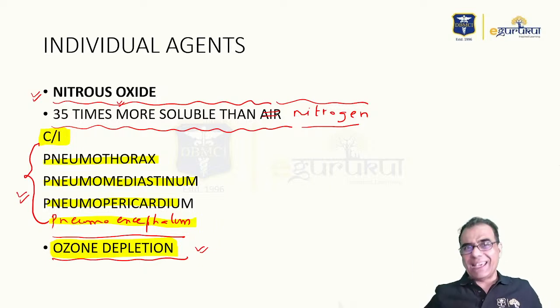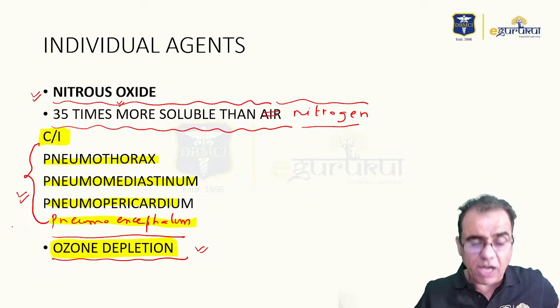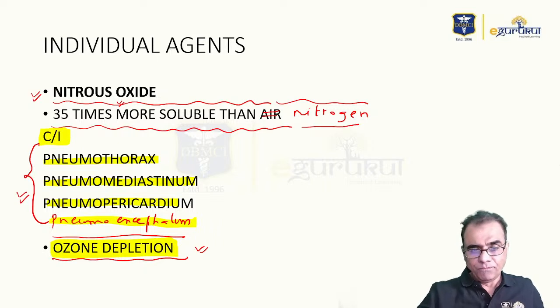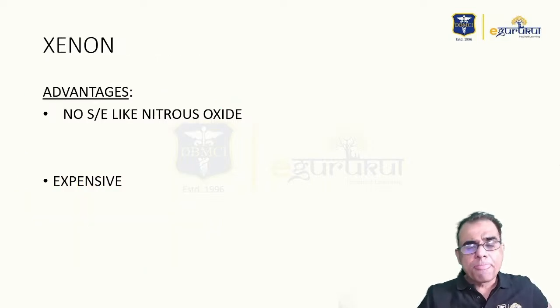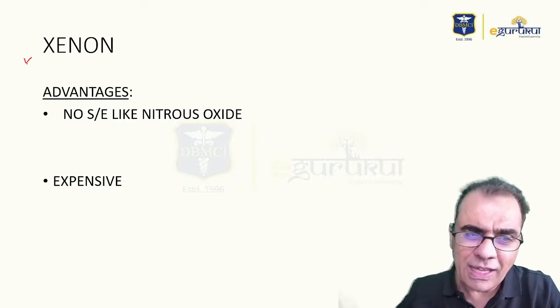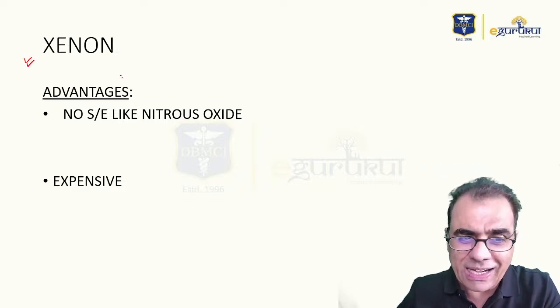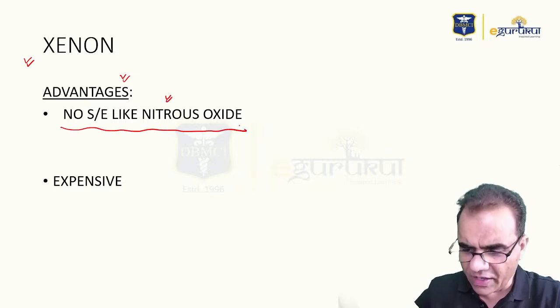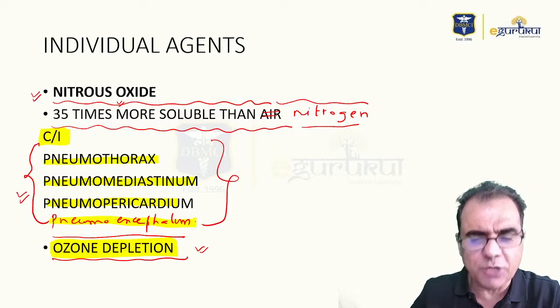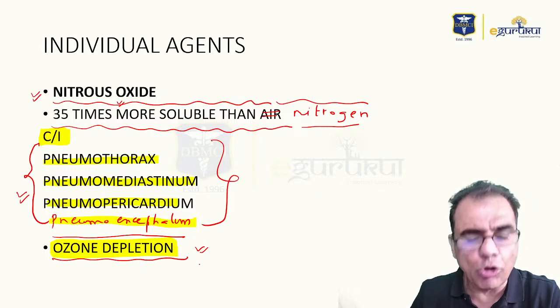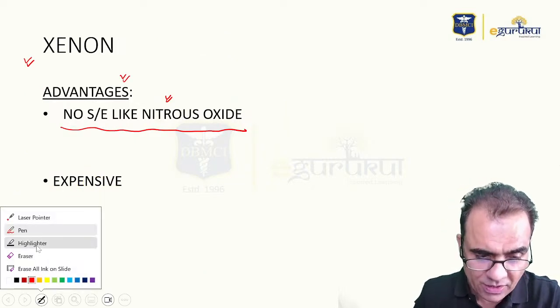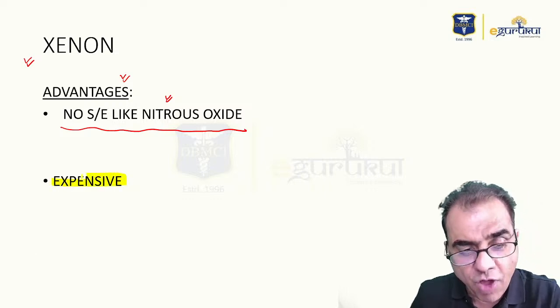All anesthetic agents are responsible for ozone depletion, but since we are giving nitrous oxide in a higher concentration, 75%, that really becomes very important. Xenon, I told you, is ready, and the advantage is that it has no side effects like nitrous oxide. No side effect means it will not lead to expansion of these spaces and it will not cause any ozone depletion.